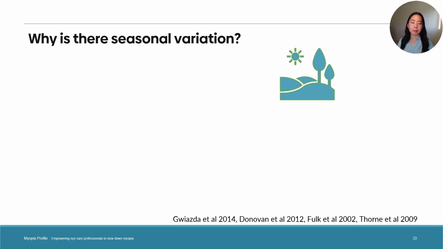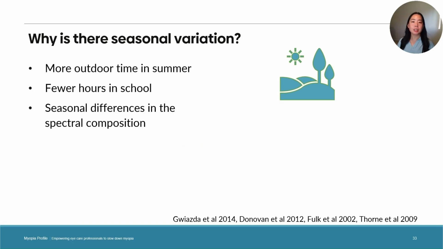Why might that be? So the reason why there is seasonal variation is because typically during the summertime, children are spending more time outdoors. In many parts of the world, in fact, summer also coincides with vacation times, which would also mean fewer hours in school and less time doing near work. It has been speculated also that there are seasonal differences in the spectral composition of light as well.